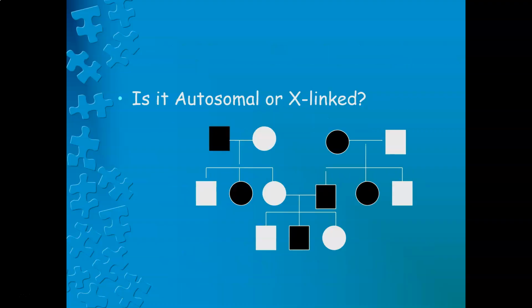So if I look at this, I've got males and females in all of my generations. And in fact, this one's made to really stand out. If I look, there's 3 males, there's 3 females, so we clearly have a 50-50, and this one is an autosomal example.